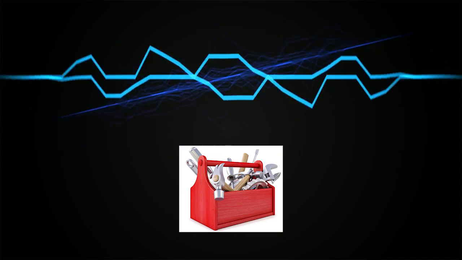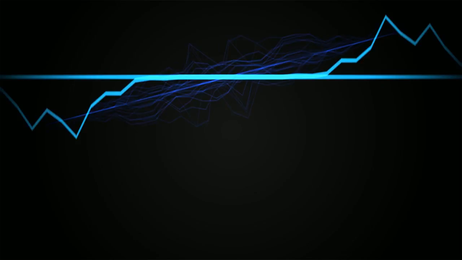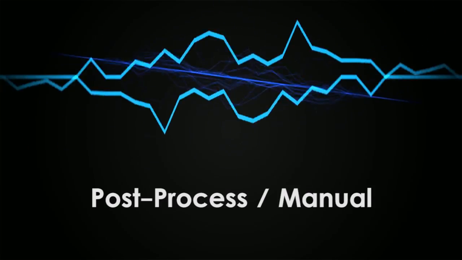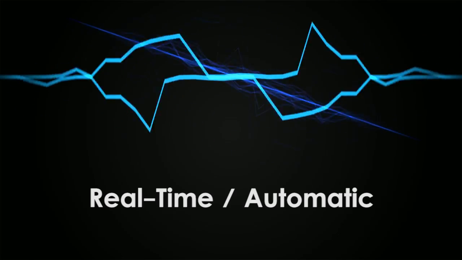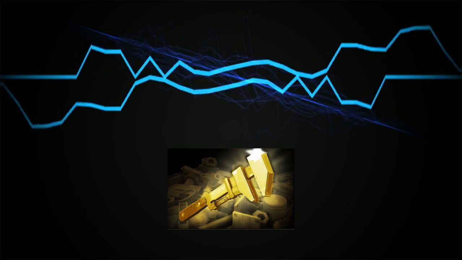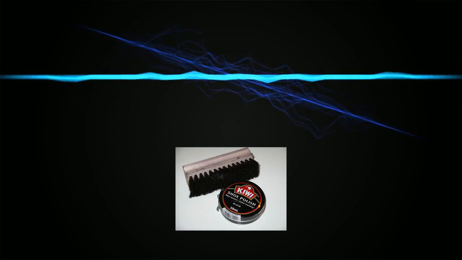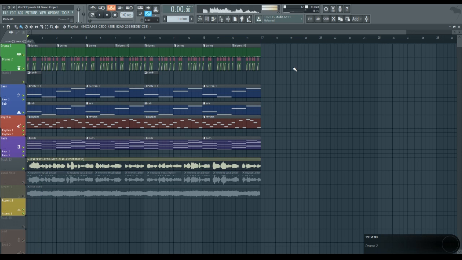There are many tools that can correct the pitch of a vocal, but most of them fall into two categories: post-process, or manual pitch correction, which we'll be talking about today, and real-time or automatic pitch correction, which I'll talk about in another video. Pitch correction is a valuable tool in your arsenal. It can fix problems with an otherwise stellar performance and give your vocal some extra polish. Let me show you. So here we have a vocal with an instrumental.